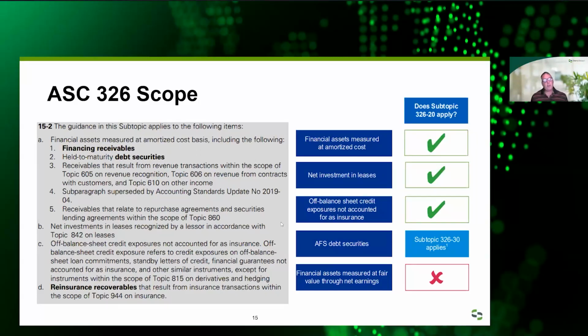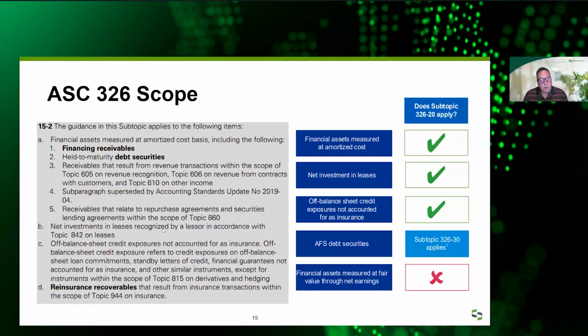One of the bigger ones here is lessors who have net investments in leases. They're in scope. Prior to 842, many companies didn't really classify the leases. They basically said, if they're a lessor, they're all operating. That's what we've seen as a firm. So it's important to know that if you're a lessor and you've got sales-type leases or direct financing leases, they're technically in scope.